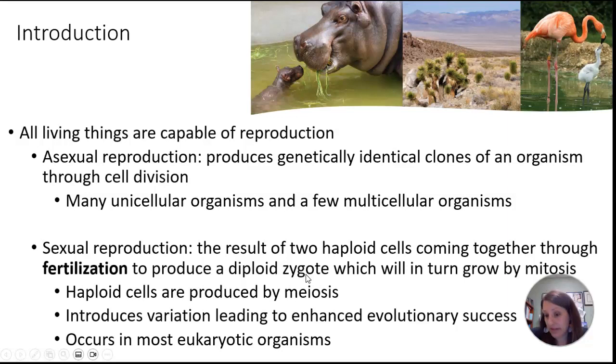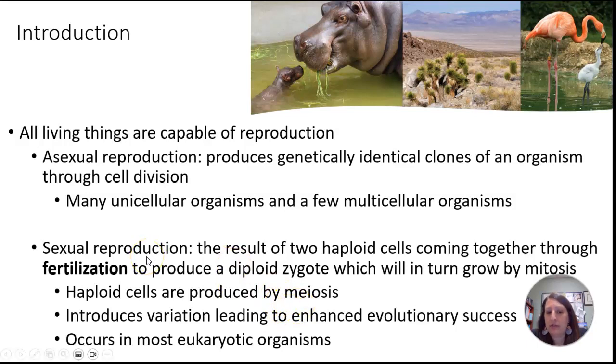That zygote will then start to divide by mitosis. One cell becomes two, two becomes four, and so on and so forth. The rest of the organism's body cells are going to be produced by mitosis. These haploid cells that participate in fertilization are going to be produced by meiosis. These are not somatic cells. They are called gametes, and they're produced by this process called meiosis, which is the focus of this chapter.